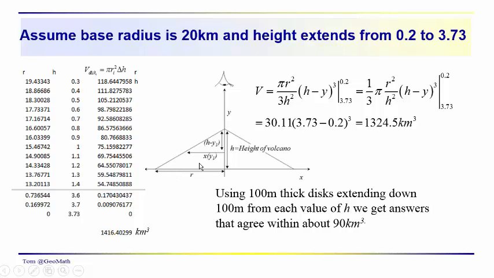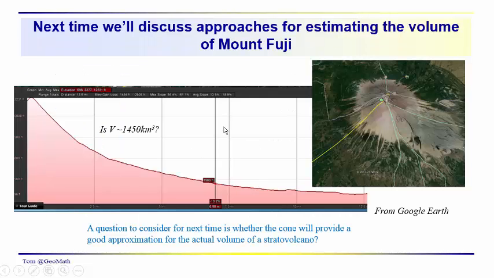They yield similar results. Their differences are less than 10%. Estimates of the volume of these volcanoes agree within about 90 cubic kilometers or so. So we're using pretty thick disks, 0.1 kilometer or 100 meter thick disks, and so we get a couple different answers, but similar, not order of magnitude differences.